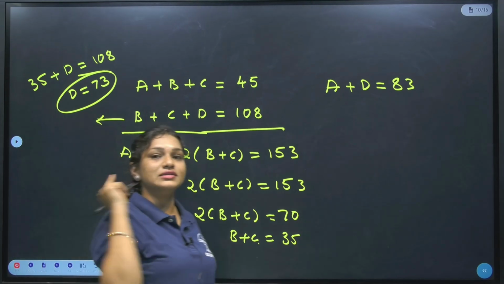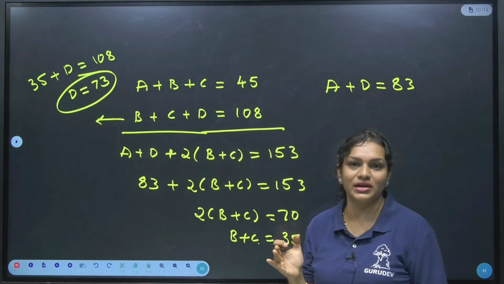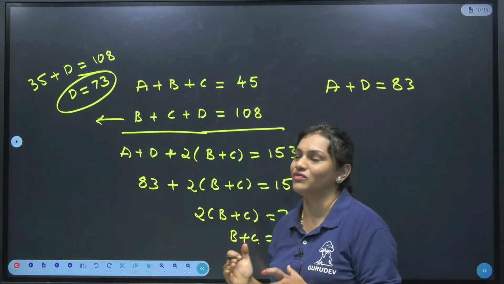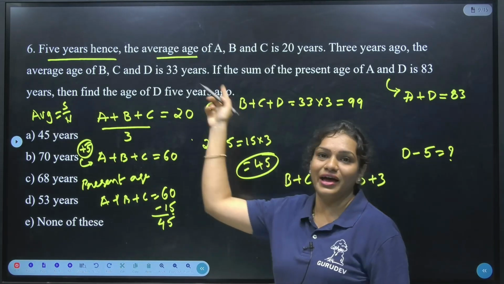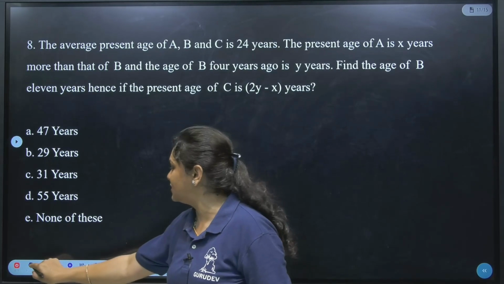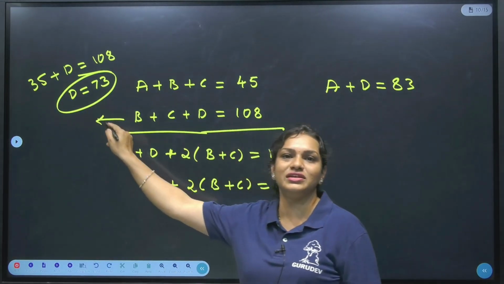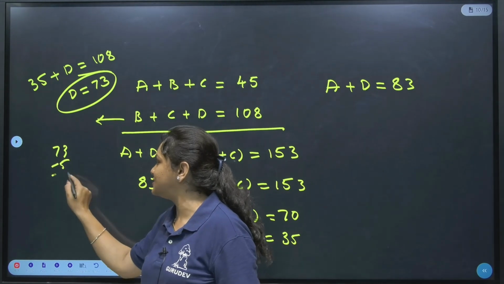Yes. But this D value, whatever the 73 we are getting, is of the present. Am I right? But according to the question, what do we want? We want the age 5 years ago. 5 years ago age in the sense, how much did we get at present? At present we got 73. 73 minus 5 will be how much? Isn't it 68 years?